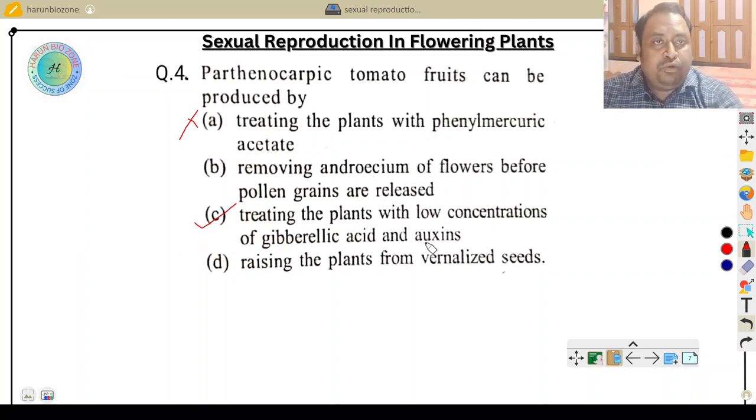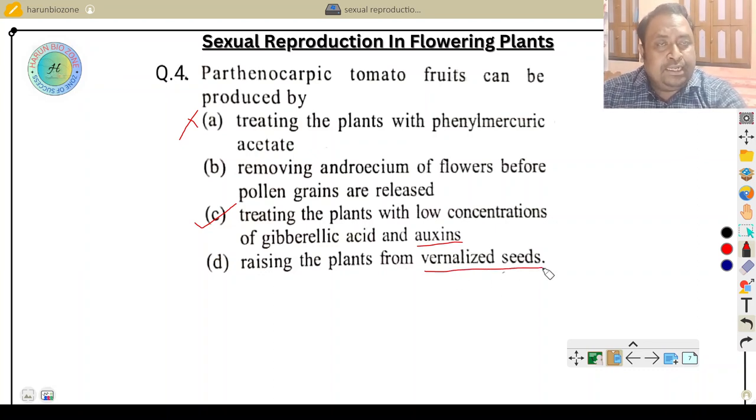After anthesis means after formation of the flower. After formation of the flower, low concentration of auxin hormone is spread over the flower. There parthenocarpy develops. But in the case of gibberellic acid, during the time of anthesis, when the flower is being formed, gibberellic acid is spread over the flower. But auxin is used after the anthesis, after flowering.